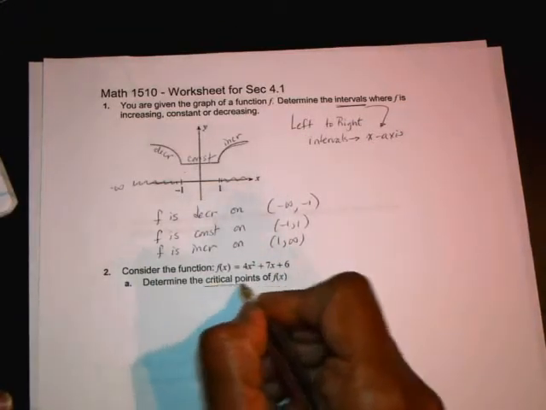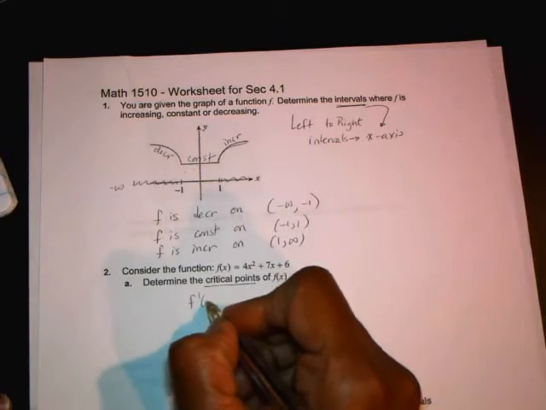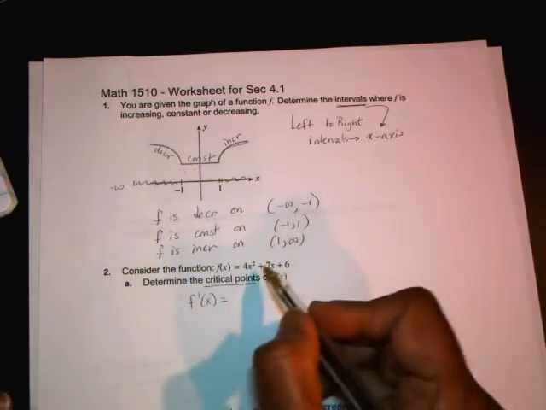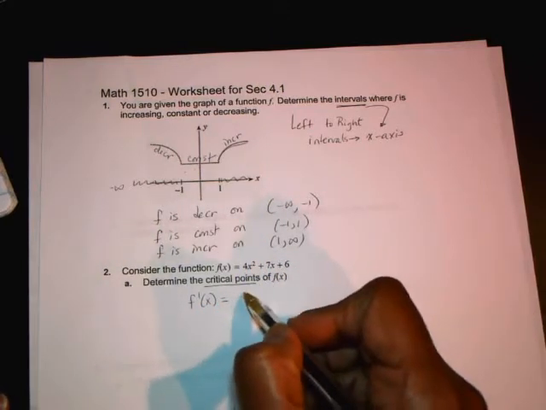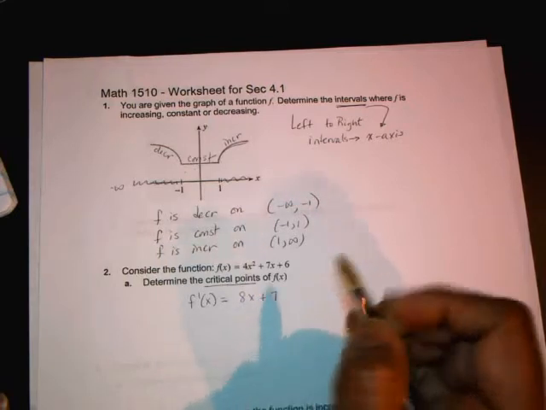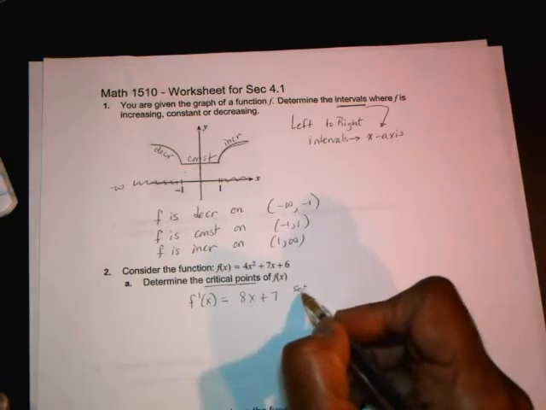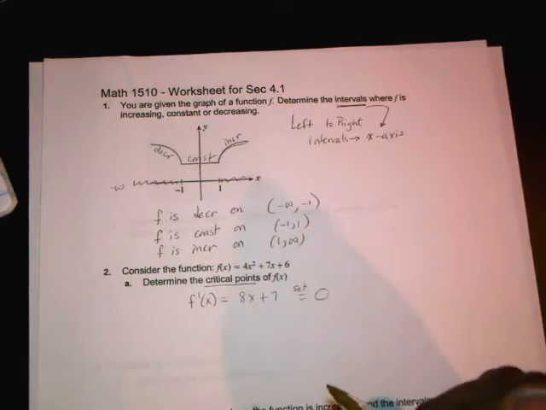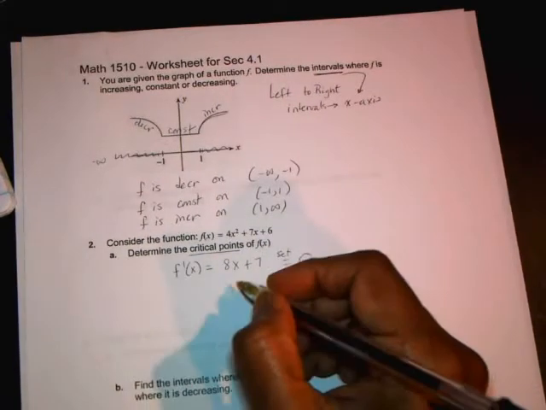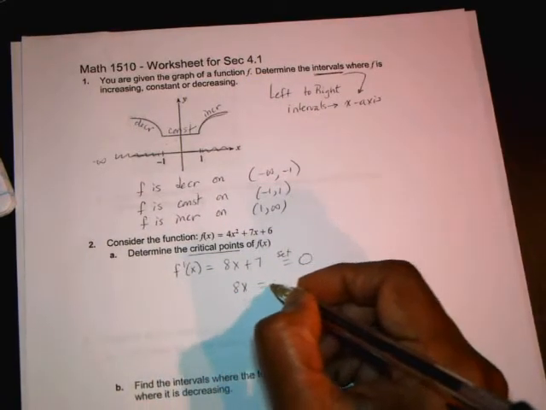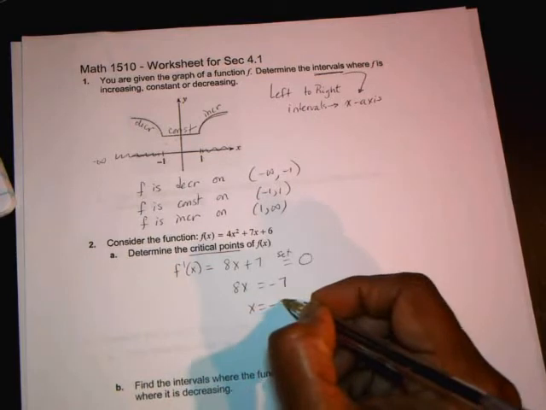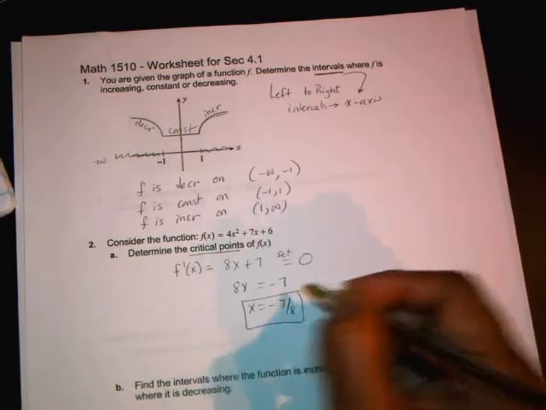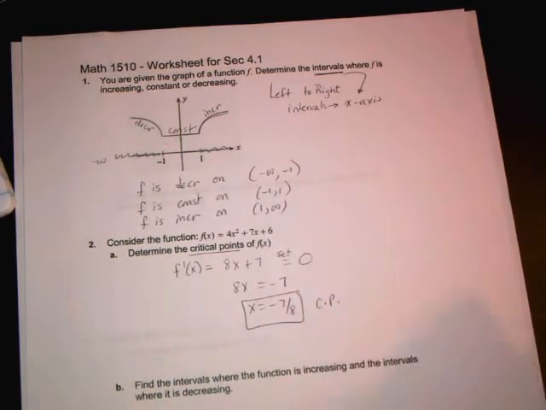To find the critical point, you need to take f prime, find the derivative, and in this case it's easy, the 2 comes down, so you have 8x plus 7. And then we need to set this equal to 0. We need to see where the derivative is 0. So if you solve this equation, subtract 7, divide by 8, this is the critical point.